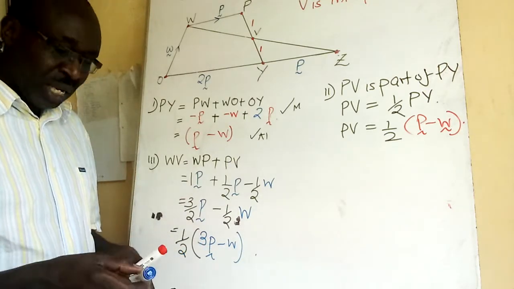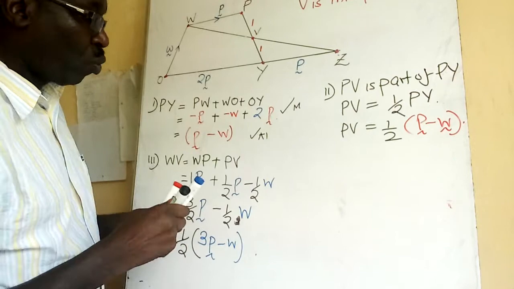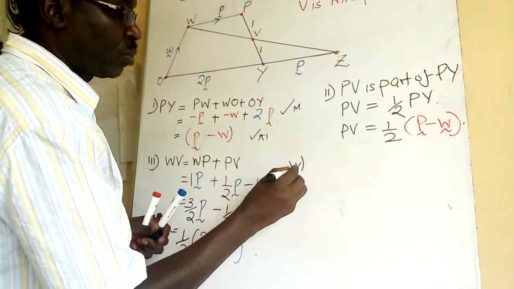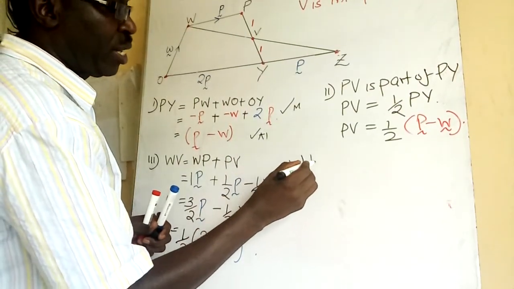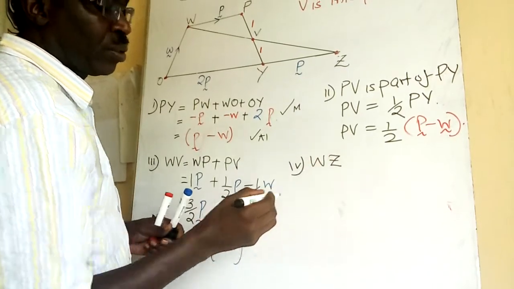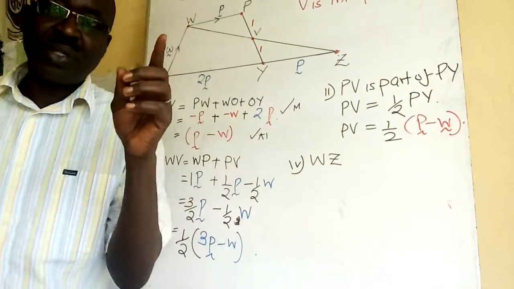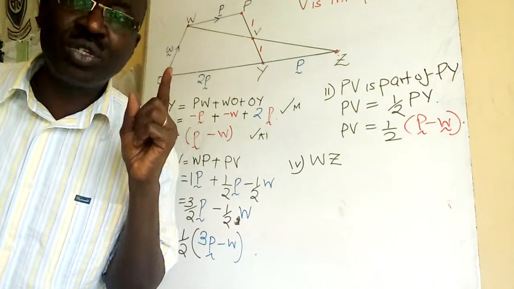Now, suppose I ask you number 4. I want us to look for WZ. I'm in town W. I want to go to town Z.